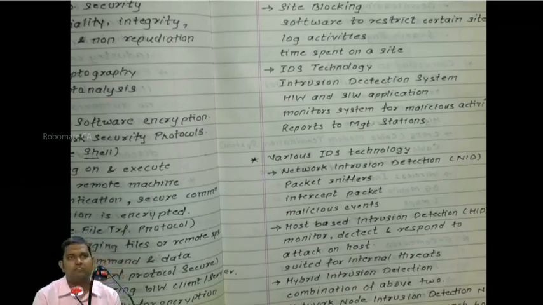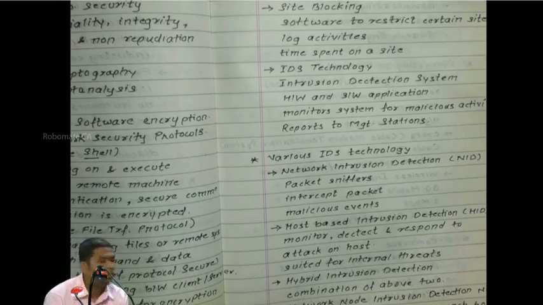Now such type of detection system is applicable for internal threats. The packet is not coming from outside. You are just supposed to check the host, not while it is traveling. That is called the host-based intrusion detection system, HID. Next one is called the hybrid intrusion detection system, which I need not teach. It is the combination of the above two. It will be checking the packet and it will be also checking the host.